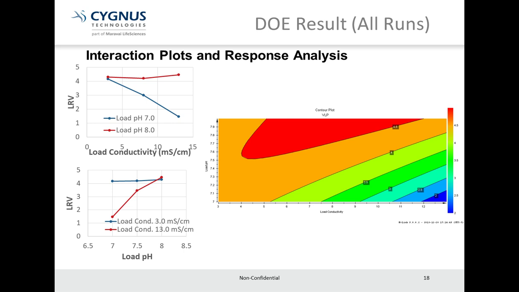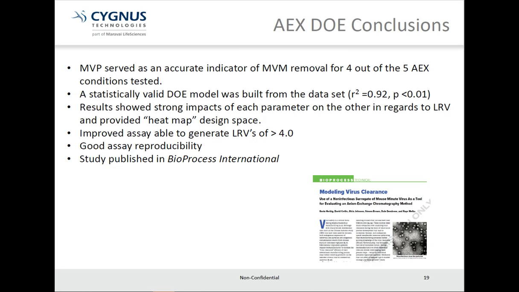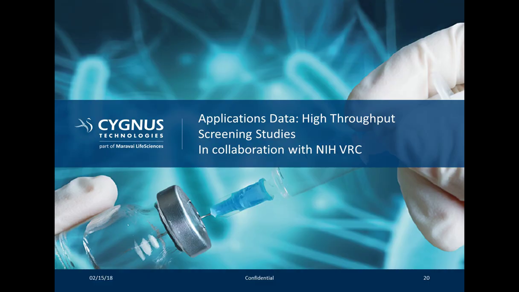So in conclusion, we found through this collaboration that MVP did indeed serve as an accurate indicator of MVM removal. GSK was able to statistically build a valid model from this data set. We built this model with just the MVP data, so we did not require any of the MVM. And again, we published all of this data in a BPI journal. So for a complete look at what we did and what we accomplished here, I please refer you to that journal. Thank you.